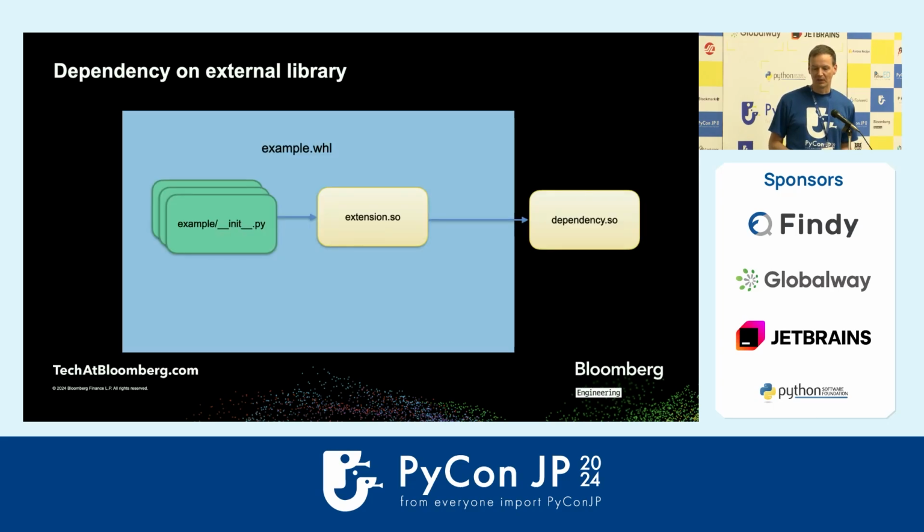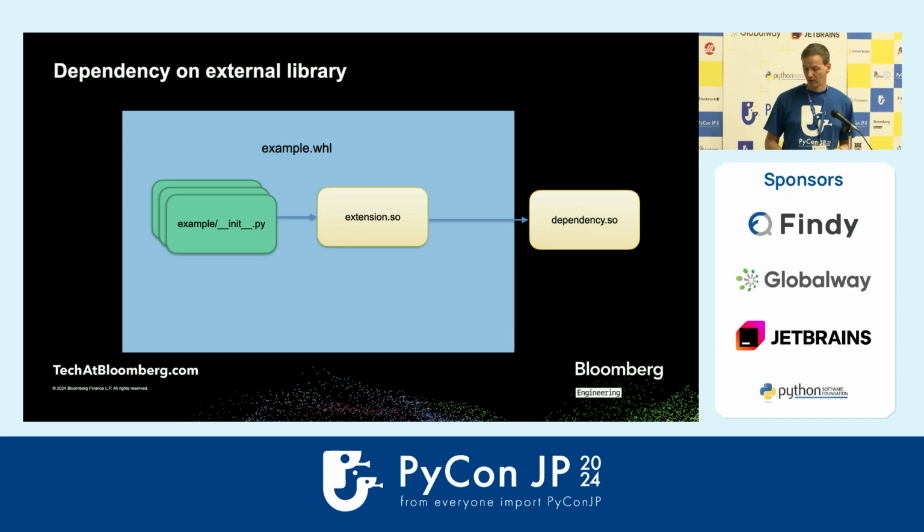Let's try to understand what's going on here. So we have our wheel, that's the big blue box there, and we have a few Python files in it. And when we import one of these Python files, in turn it triggers loading this extension, that Python extension, which again gets imported into our CPython interpreter. And that extension depends on an external library. That's our dependency, the .so. And as you can see, that's outside of the box. It's outside of the box because it's not part of the wheel.